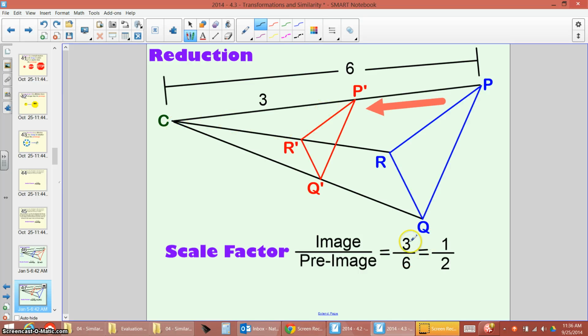So now when I do this, I say my scale factor is the image over the pre-image, which is 3 over 6, which reduces to 1/2.